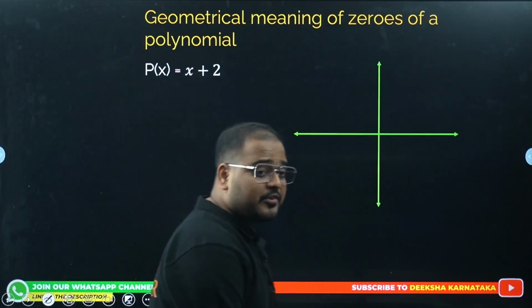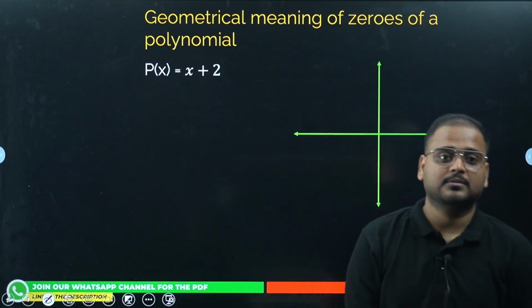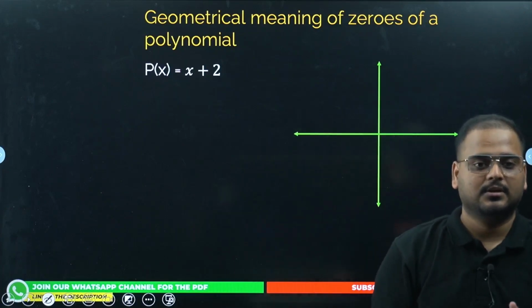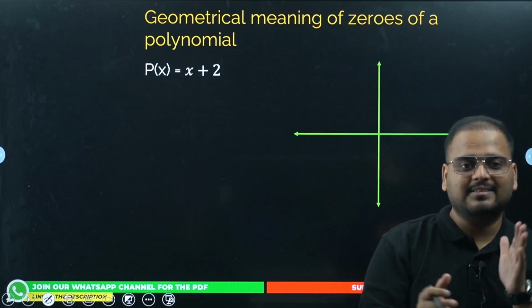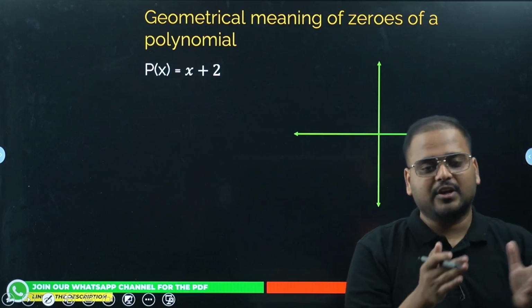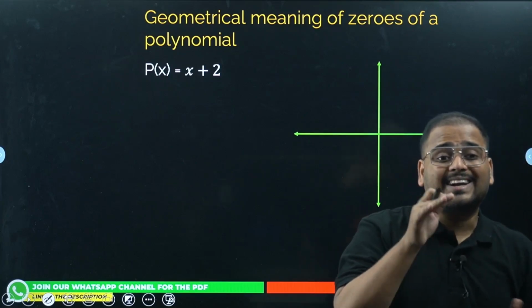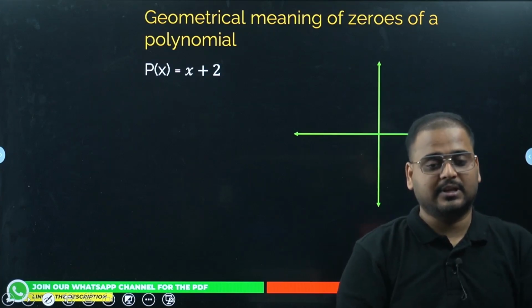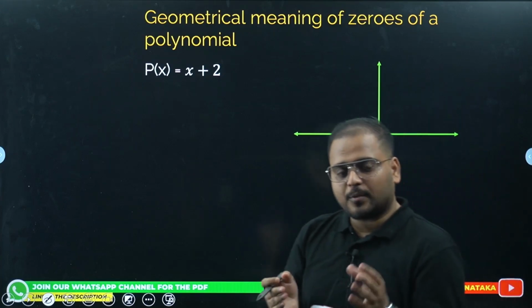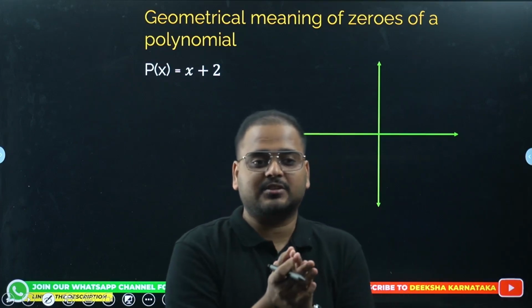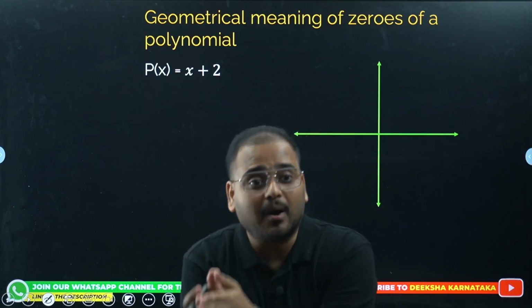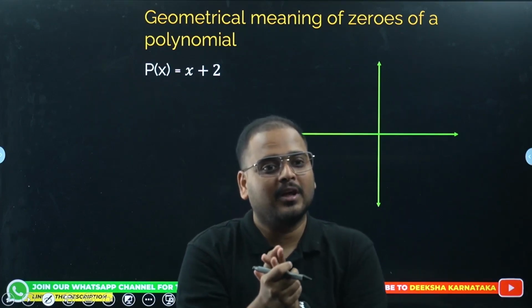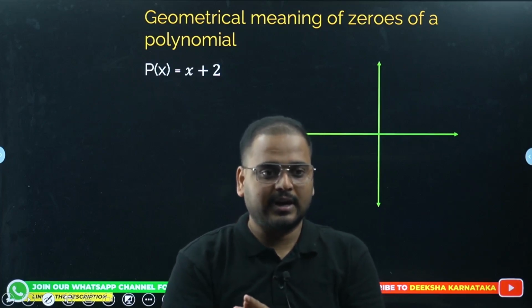Okay. Now, the geometrical meaning of zeros of a polynomial. So what it actually means geometrically. On the graph, if we are analyzing any linear, quadratic or cubic polynomial, what does it actually mean that a zero of a polynomial is something? Okay, so geometrically what does it mean? What was the definition? Whenever the outcome of the polynomial is 0, right? That's what I said.